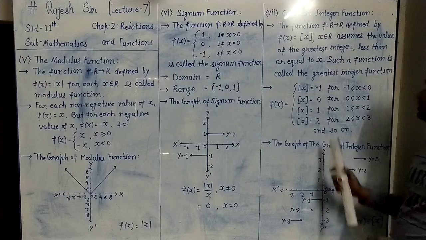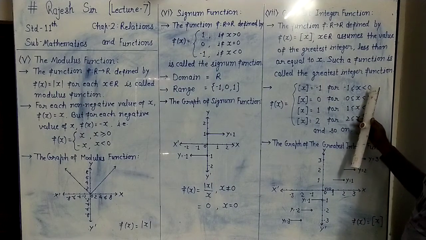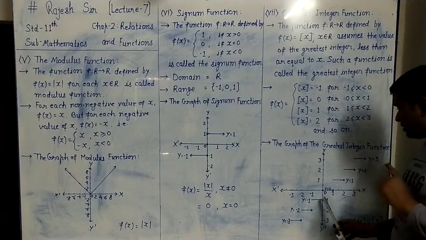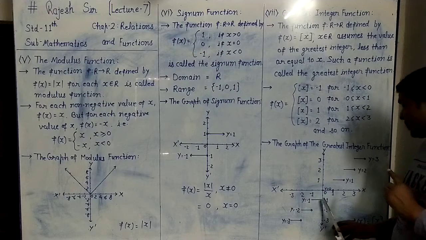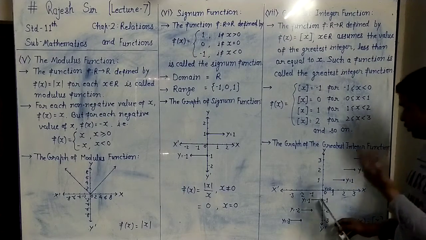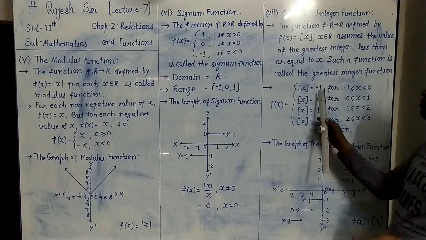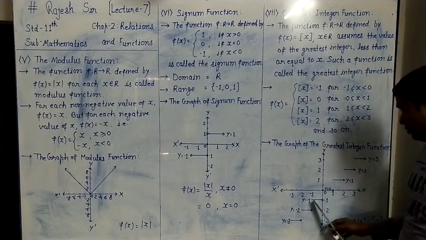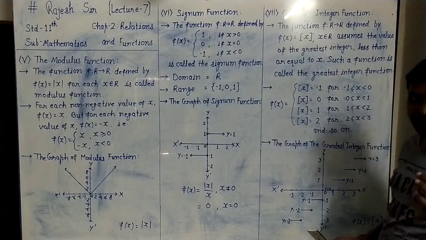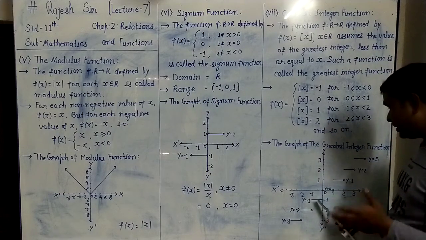For minus 1 less than or equal to x less than 0, x is less than 0, it is not 0, so the gap is here. From minus 1 till less than 0, it will always have its value minus 1. So on this line it is y equal to minus 1.